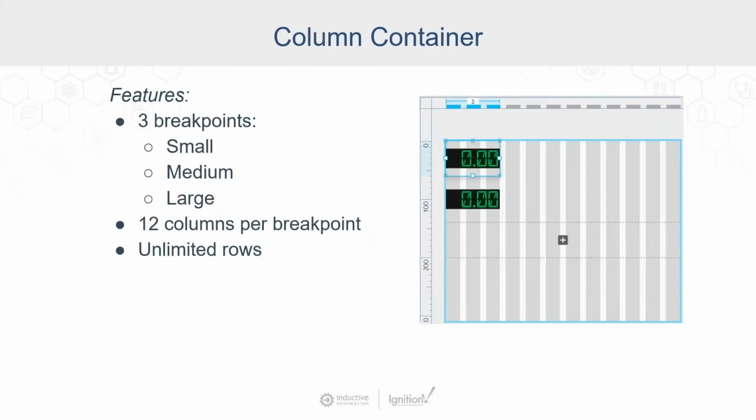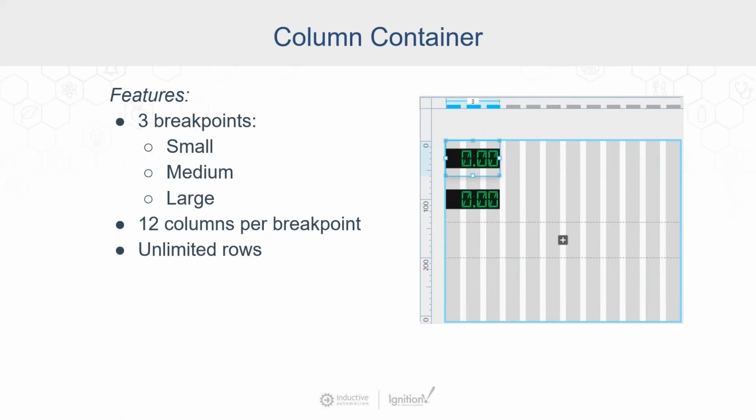All right, the next container type that we're going to talk about here is the column container. This container type has 3 breakpoints, small, medium, and large by default. Now you can create multiple breakpoints here. So this is the first one where in Ignition you're defining the breakpoints as sizes and how you want these components to adapt based on those sizes.